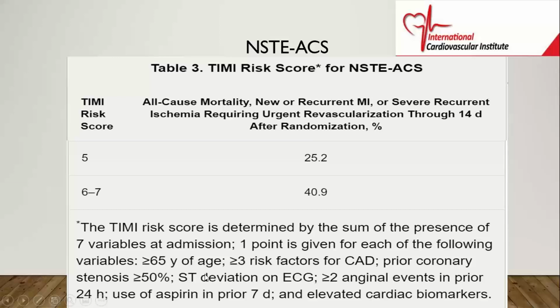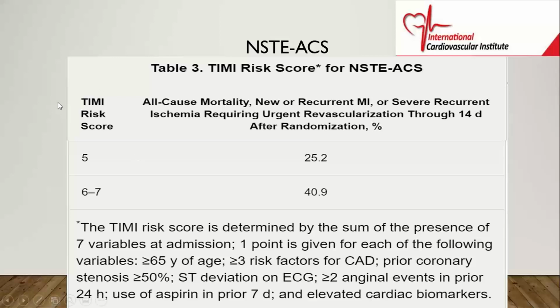If the ECG that you do in the emergency department shows some ST deviation, it might be a little bit of ST segment depression, then they get 1 point. If the patient had greater than or equal to 2 anginal events in the last 24 hours, so there are 2 episodes of chest pain, which suggests it's angina, then they get 1 point for that. If they used aspirin in the prior 7 days, then they get 1 point. So these are the variables. Each of the variables gets 1 point.